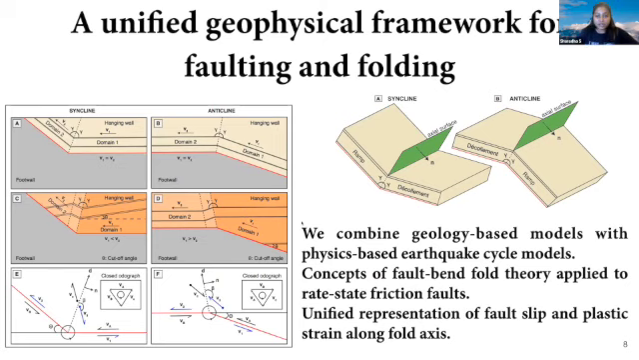So in our study, we developed a new geophysical framework that combines these geology-based models with physics-based earthquake cycle models. We basically apply fault bend fold theory to rate and state friction faults, so we can have a unified representation of both fault slip and inelastic strain along these fold axes, which accommodates the off-fault deformation.